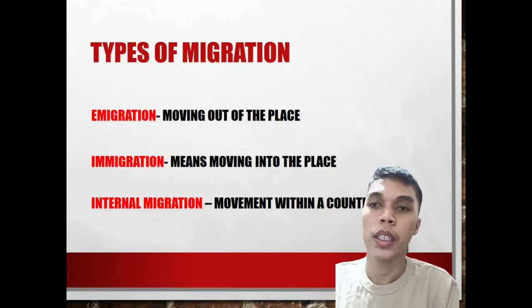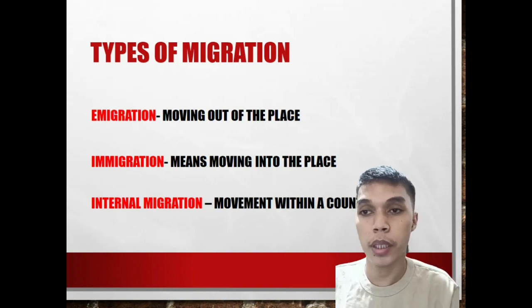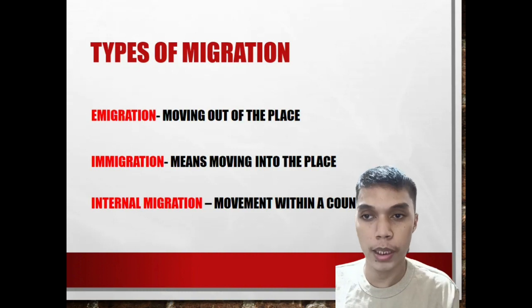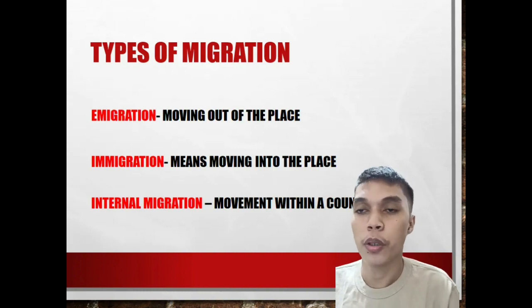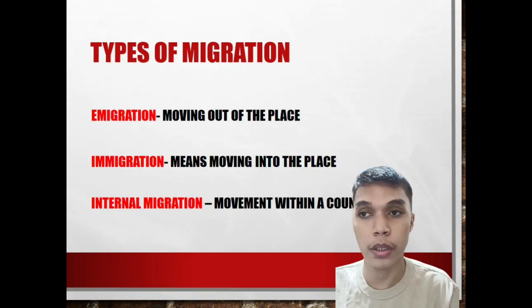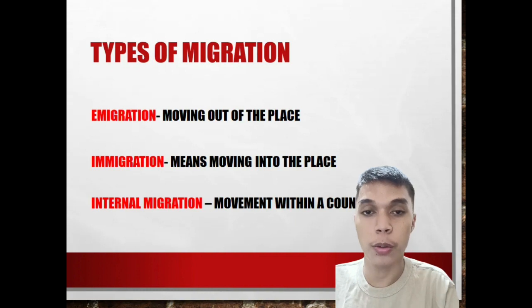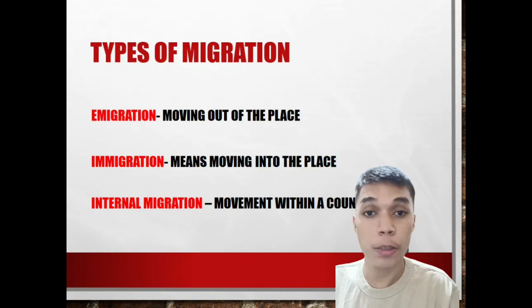So we have emigration, which is moving out of a place, and immigration means moving into a place, and lastly, internal migration, movement within a country. So let me further explain this. For emigration, simply put, it is moving out of a place. For example, from the Philippines, I decided to emigrate to Japan. That's what we call emigration, because I have moved from one place to another.